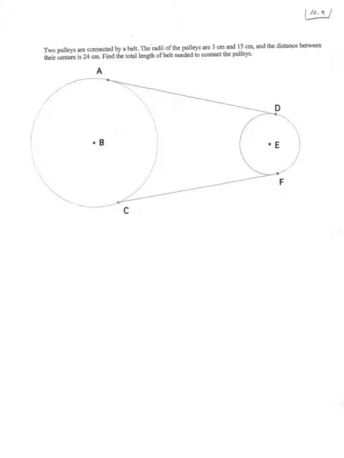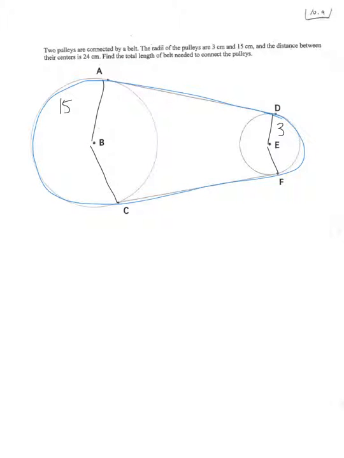When they talk about a belt, they're talking about the belt going around the 2 pulleys. The other information we have is that the radii are 3 and 15. From here to here it's 15, from here to here it's 3. We could also draw this down here.